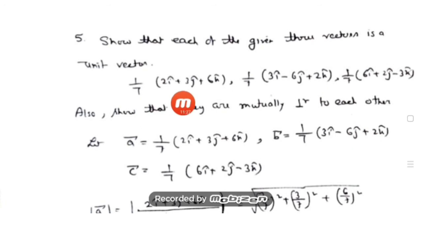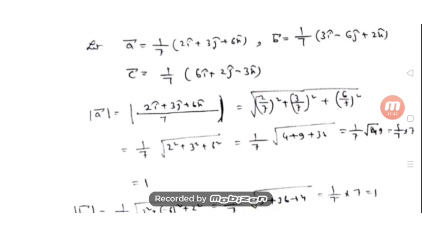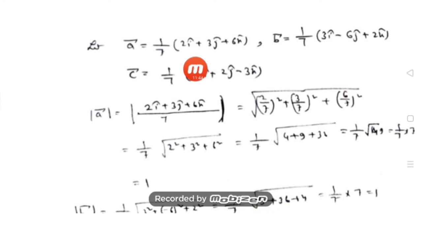First we name the vectors. This is A bar, this one is B bar, and this one is C bar. We have named it like this. Then our aim is to show that A bar, B bar, C bar are unit vectors. So let us take the magnitude of A, magnitude of B, magnitude of C. For the magnitude of A, A bar is equal to 1 by 7 into 2i cap plus 3j cap plus 6k cap. So I have written the modulus of this.